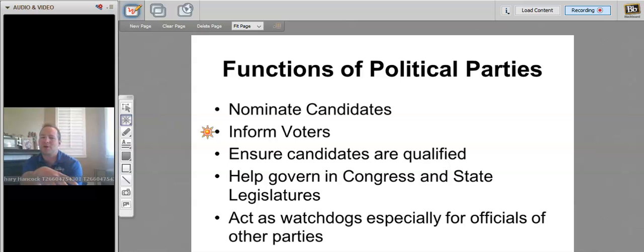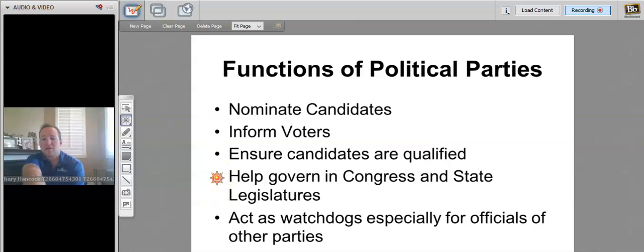The political parties also inform voters about certain things, or biased, right, about certain things, as was mentioned there. Ensure candidates are qualified, so to make sure that you have somebody that's not just off the street, they know what they're actually doing.